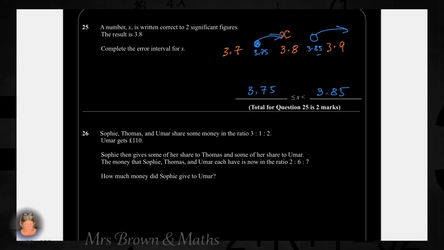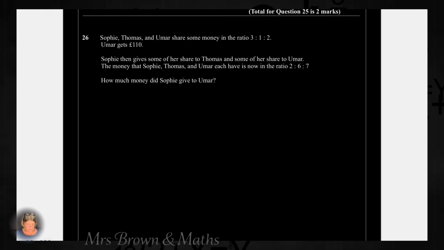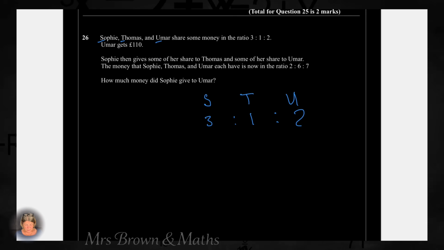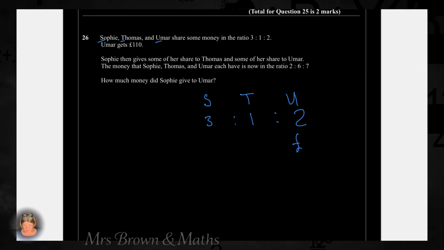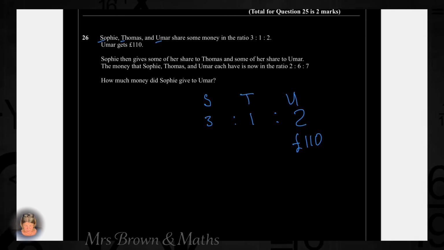Right, ratio. So we have Sophie, Thomas, Umar. And they have the ratio 3 to 1 to 2. Umar gets 110 pounds. So 2 shares is 110 pounds, right? So what would be 1 share? Half of 110. So Thomas has 55 pounds.